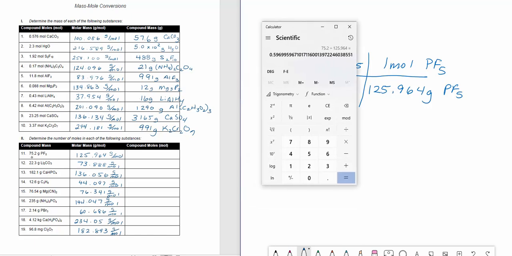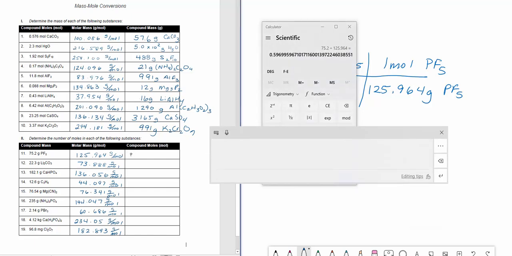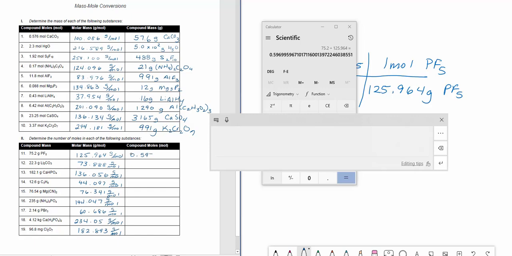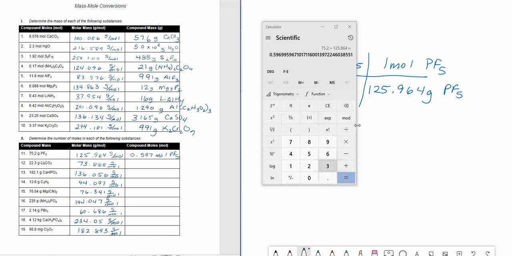Now, you do need to pay attention to your significant figures. You started with 3 significant figures. You end with 3 significant figures. So this would be 596. Look to the right, it's a 9. So I'm going to round that up to 0.597 moles of compound. Similarly, I take the grams that I start with, 22.3, and divide by the molar mass, 73.888, in order to get moles. 3 significant figures to report, 0.302 moles of my compound.